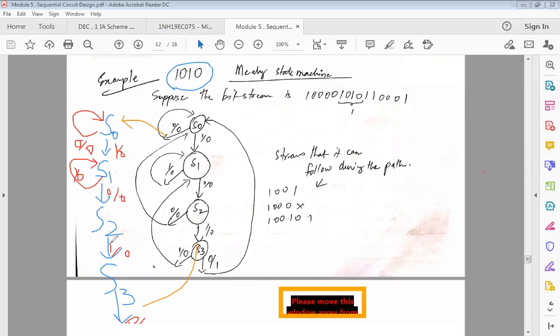Now for S2, if I receive a 1, then it's going to S3. But if I receive a 0, what is going to happen? I am actually in search of what? Can someone tell me which bit I am in search of? 1. Yes, I am in search of 1, the third bit, which is 1. So if it's a 0, of course my output is going to be 0, but actually I am in search of 1. So where am I getting 1? I am getting 1 at state S0.